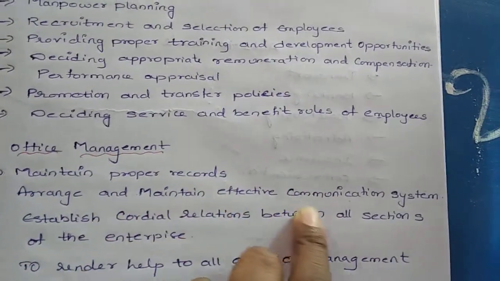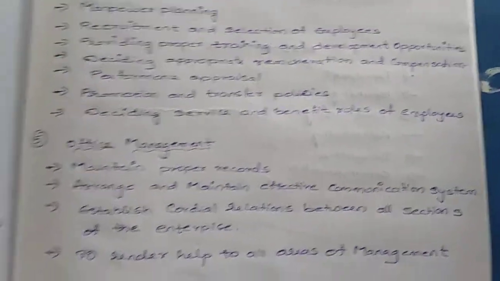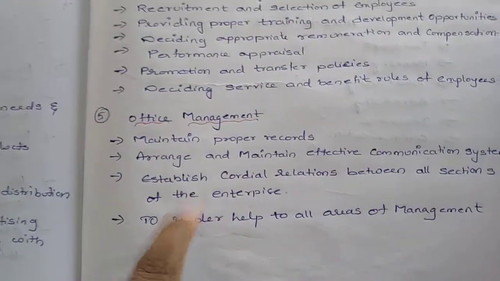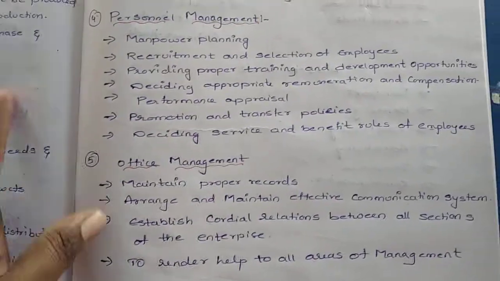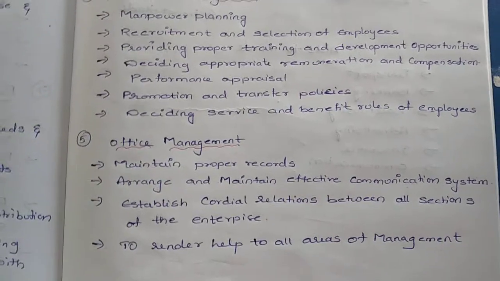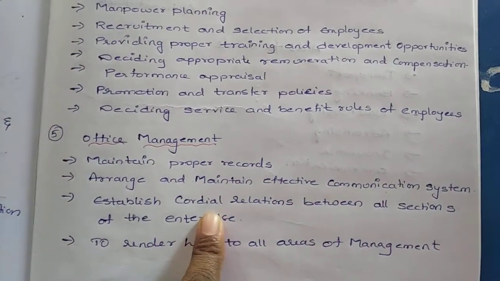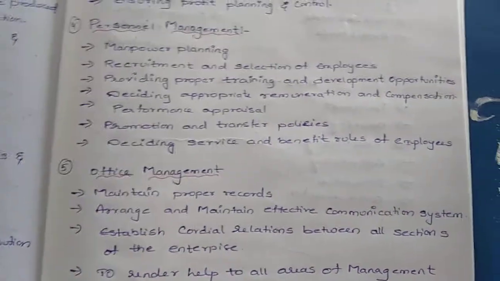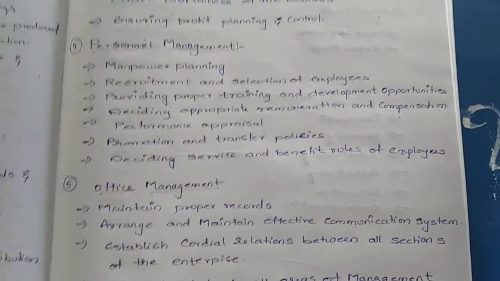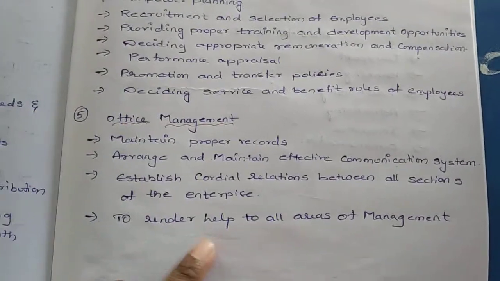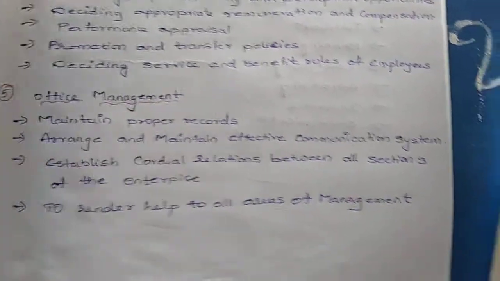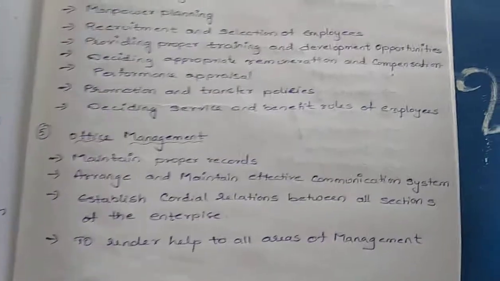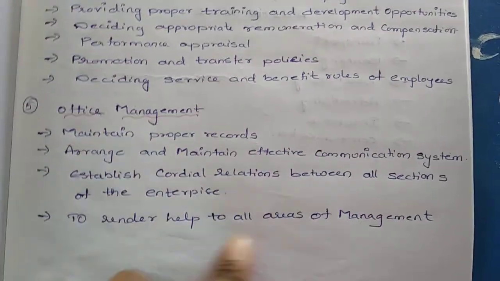Next, arrange and maintain an effective communication system. We will be having production, marketing, financial, personal. Here in office management, they have to coordinate with all these departments and communicate with them. Establish coordinate relations between all sections of the enterprise. Same point again, they have to maintain good relations with all the departments in the organization, to render help to all areas of the management. Office people work for all of them: for the production department, marketing, financial, personal, for all the departments they have to help.